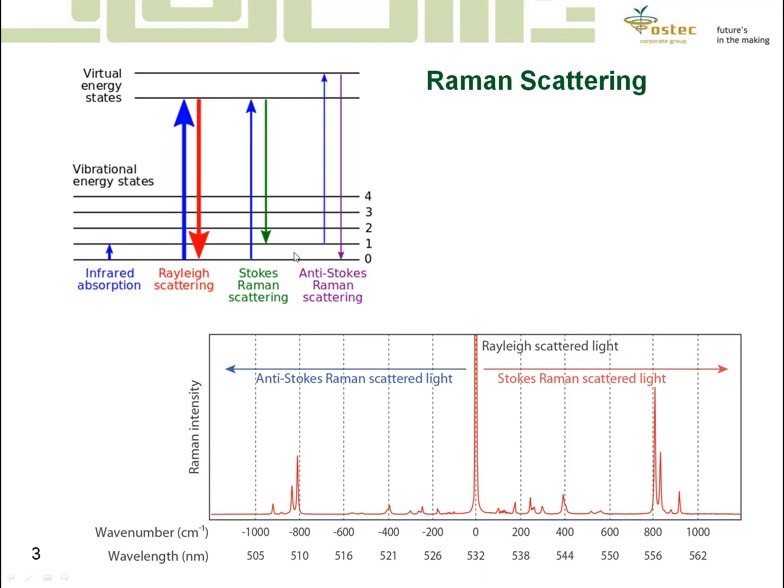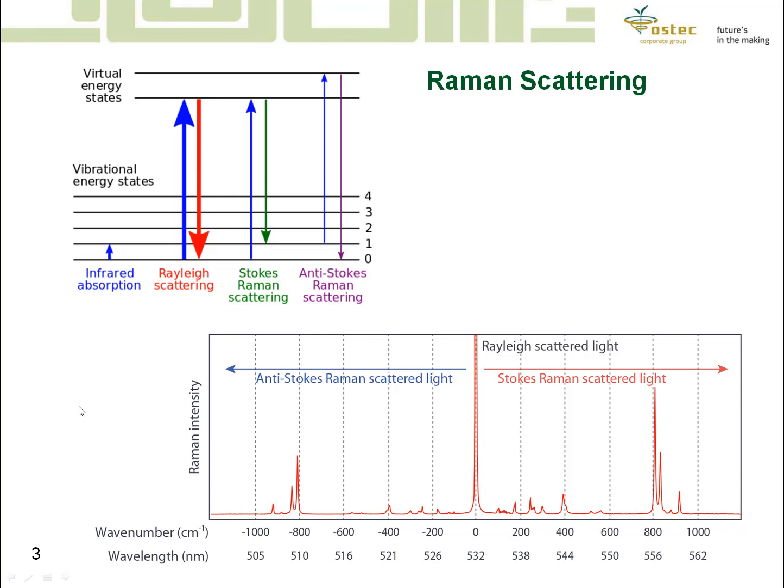And in the case of Raman scattering, there are two types of processes: Stokes Raman scattering and anti-Stokes Raman scattering. First the light is absorbed, and then there is some interaction inside, and the emitted photon has lower energy. This is so-called Stokes Raman scattering. And if the emitted photon has higher energy, then it is anti-Stokes.